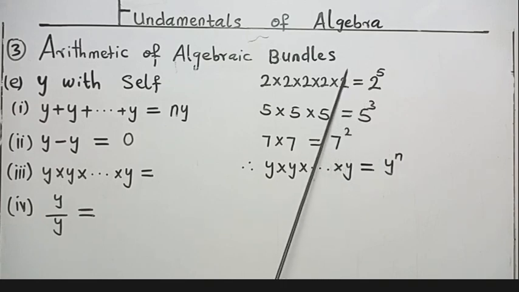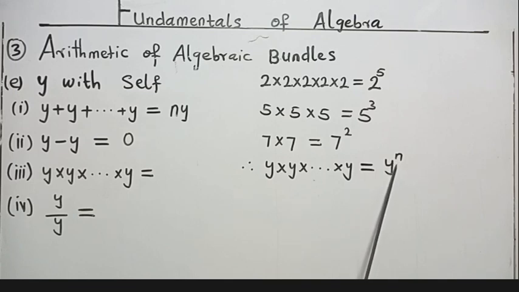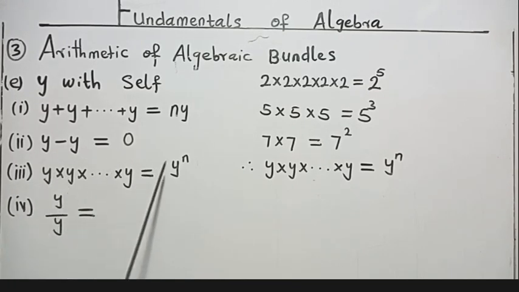I think that what happened here made this answer clear to you. We now export this and put it here. So y times y, any number of times, is equal to y to the power n. That is it. This number times itself, n times, is equal to y to the power n.